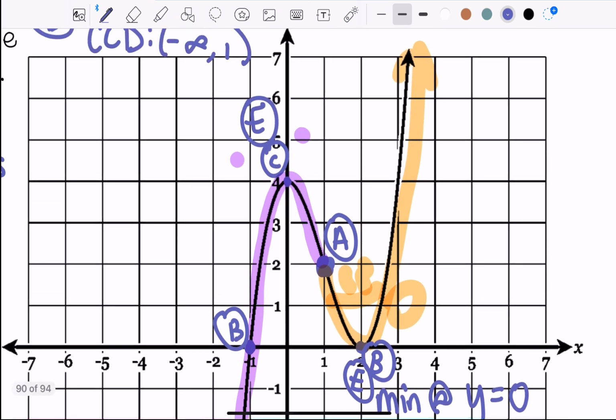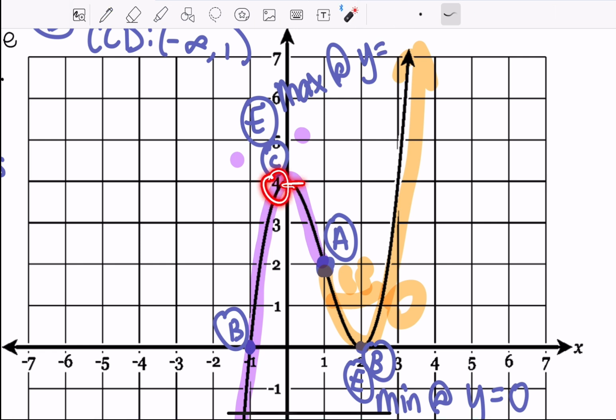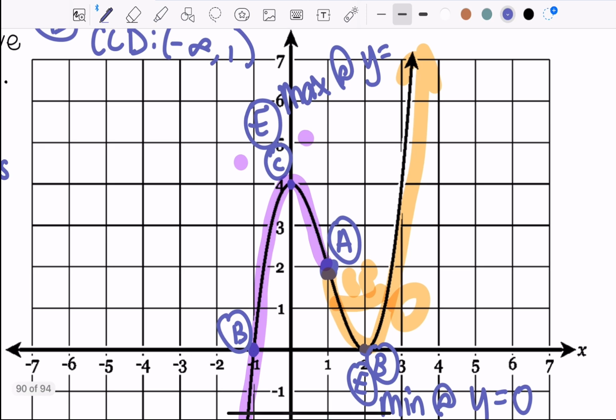And then for the maximum, same thing, we're going to use a Y value. So max at Y equals, and then it looks like our high point here, this one is at 4 on the Y-axis.